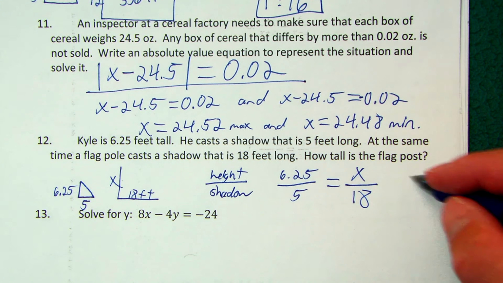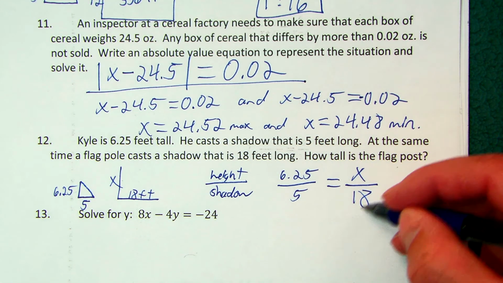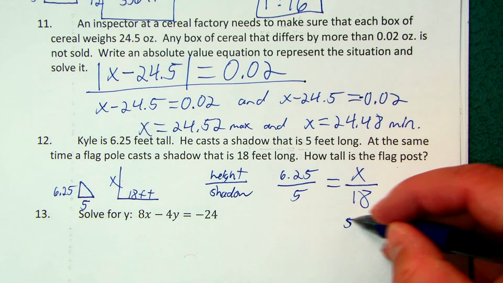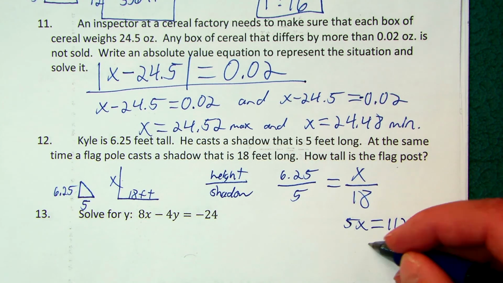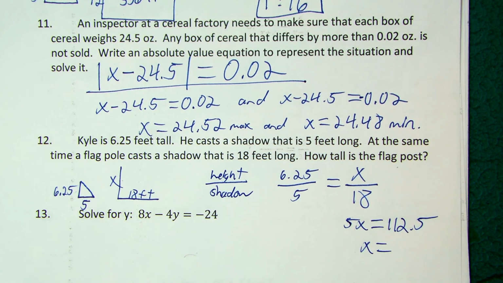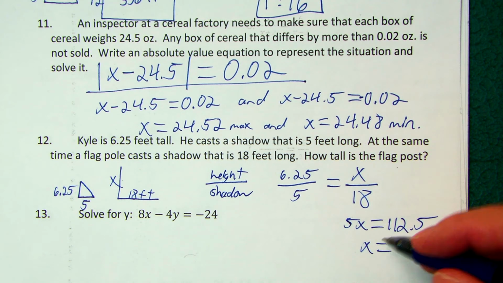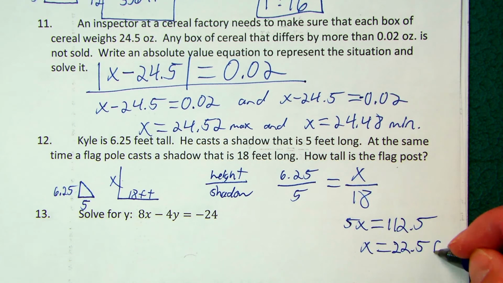So that means we cross multiply, get 5x equals 112.5, and x is going to equal 22.5 feet. That's how tall the flagpole is.